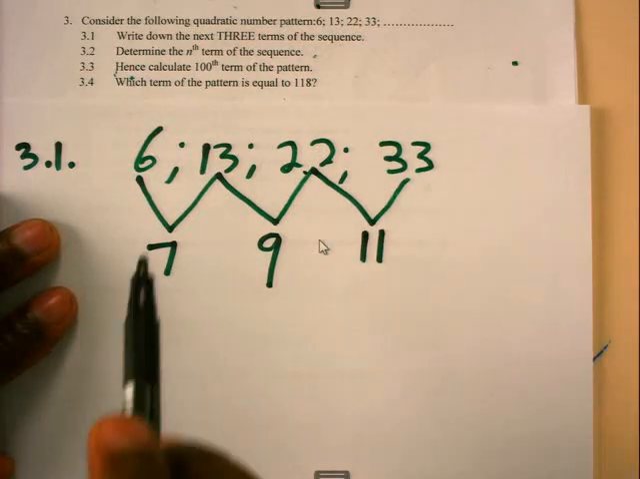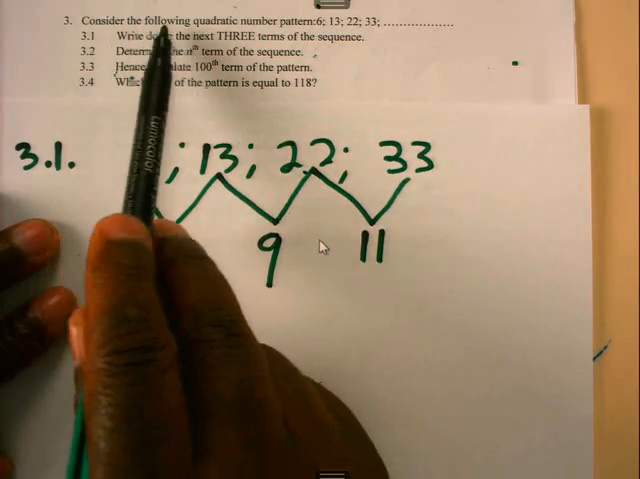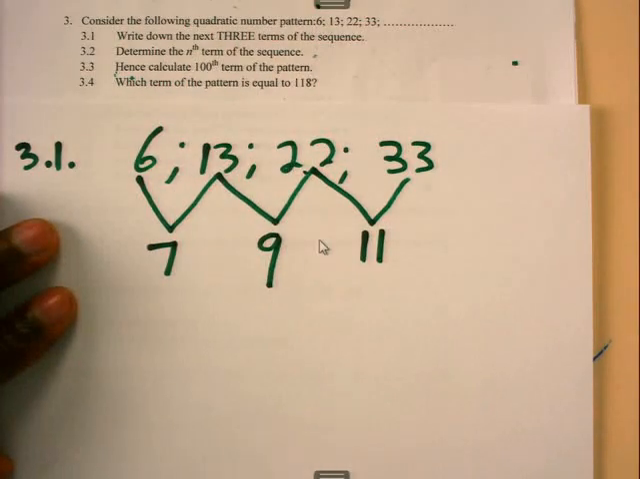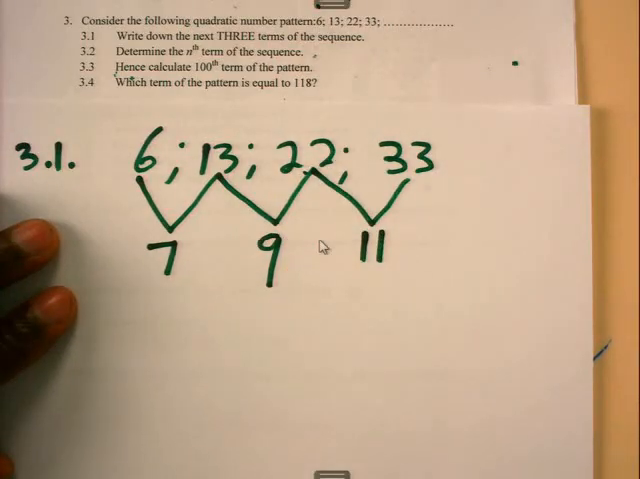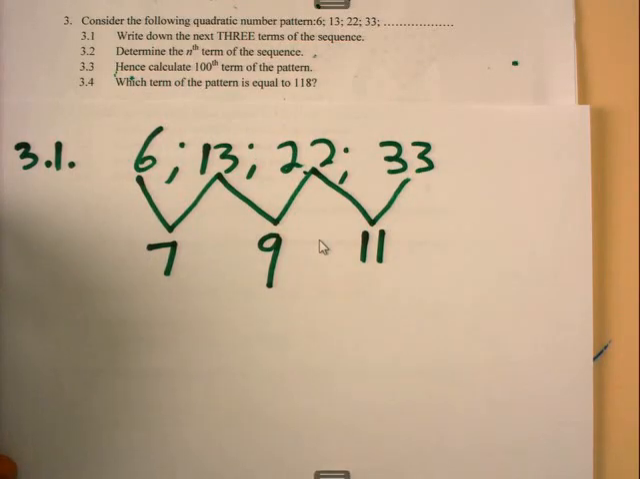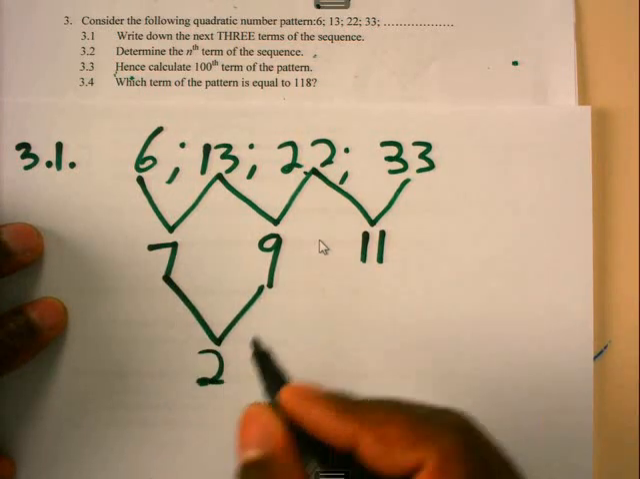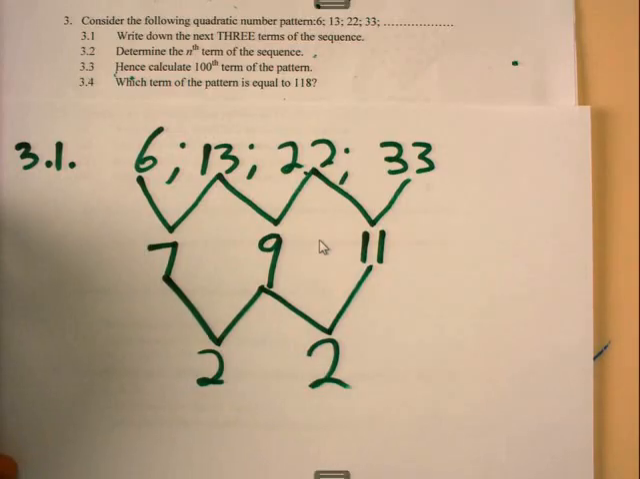Let me repeat. This is the pattern given to us, a quadratic number pattern: 6, 13, 22, 33. Because it is a quadratic number pattern, we know that the second difference must be common. From here you can tell that the second difference, 9 minus 7, is going to give you 2, and 11 minus 9 is also going to give you 2. So the second difference is common, and it is 2.